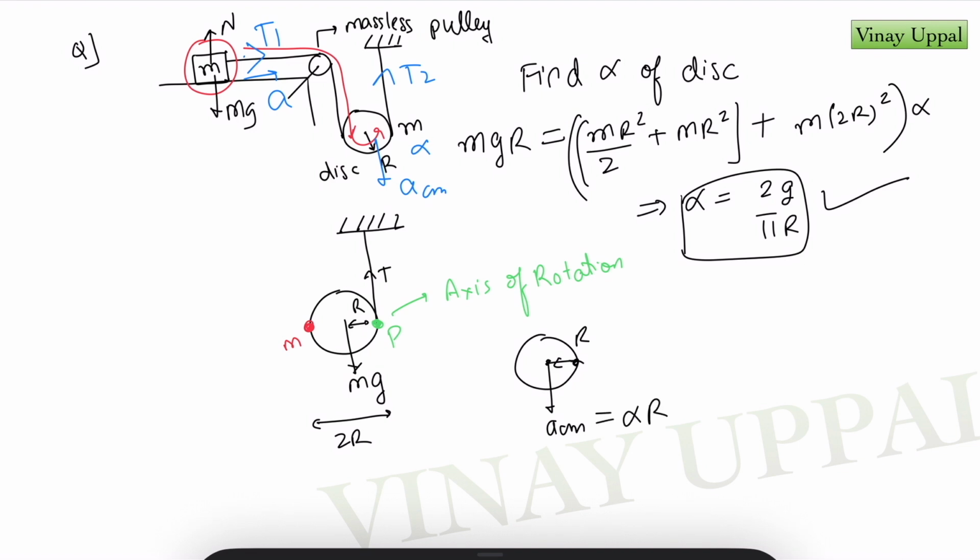Then you can ask me, what is the acceleration of mass m? Since mass m is at a distance of 2r from the axis of rotation, the acceleration of block m would be alpha into 2r. That's it. It's as straightforward as that. In all such questions, if you are able to get angular acceleration, everything else will just be extremely easy in terms of alpha. So hope you've understood these kind of questions, these kind of pulley problems.